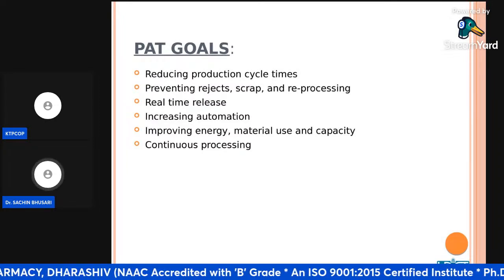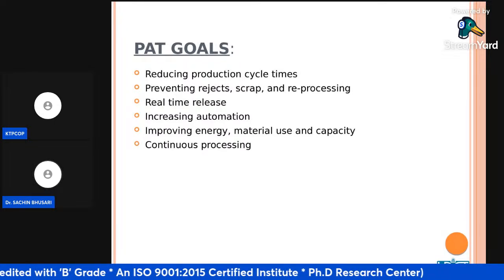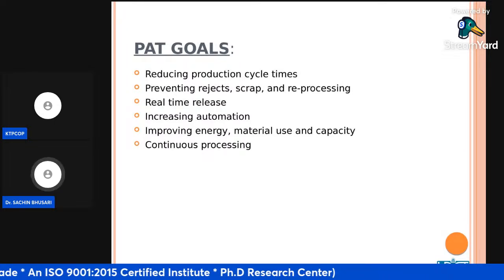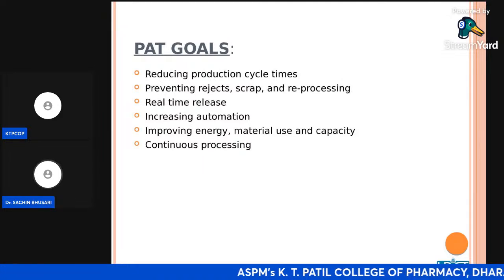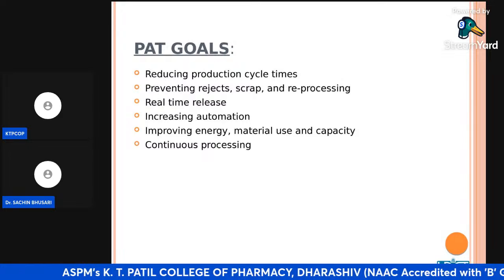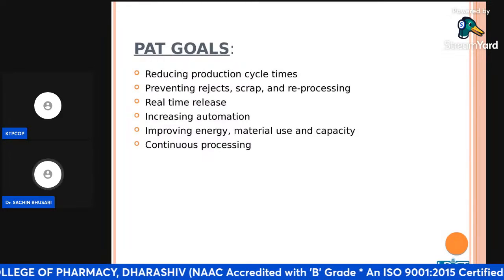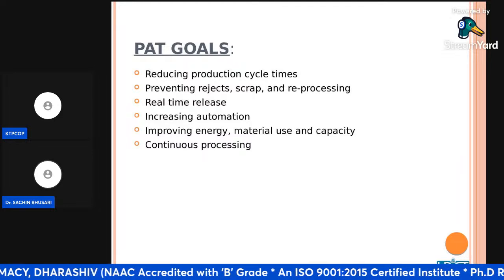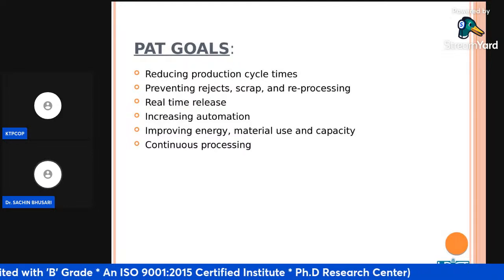If you talk in terms of percentage, it is quite possible, even for energy, light, man hours, water. These are all energy resources. If you try to manage that and reduce the wastage, you can earn money. Even capacity: if my plant has a capacity of 10 lakh tablets in 8 hours of manufacturing time, and there is zero rejection, yes, I am utilizing the full capacity of my plant. So the PAT goal is improving energy, material use, and capacity also.